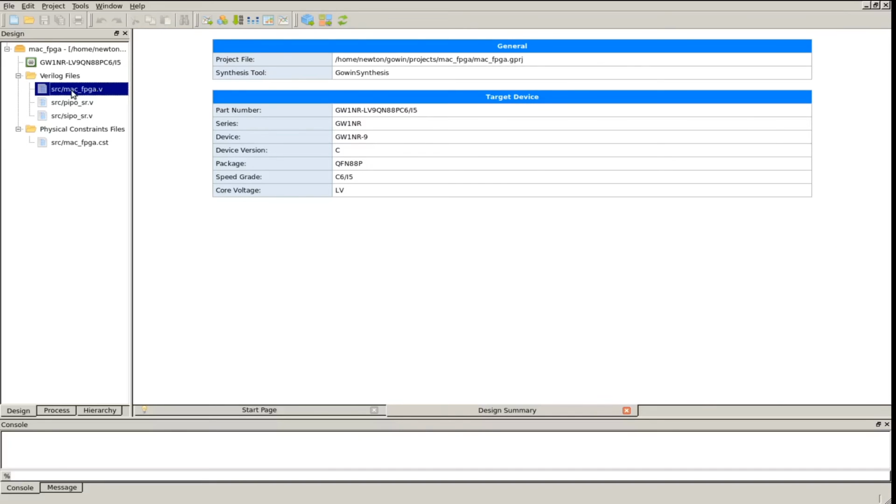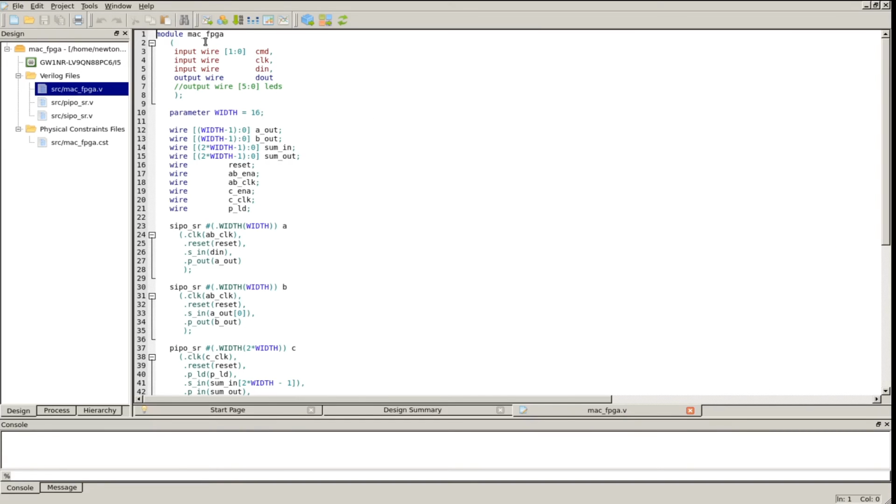So back to Verilog, let's open the top level module. And the signals that communicate off the FPGA and thus to the Raspberry Pi are defined here as the parameters of this top level module. So we see our command, clock, D in, D out.